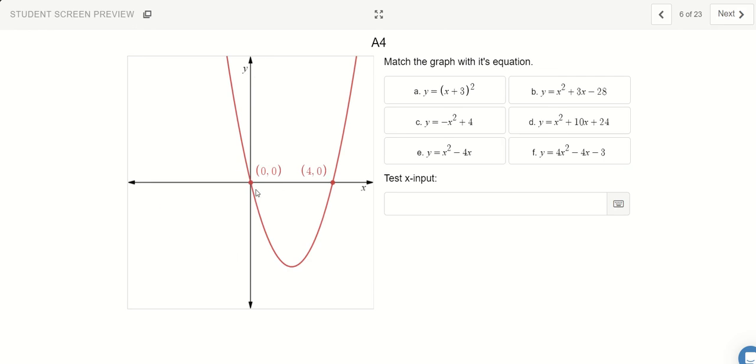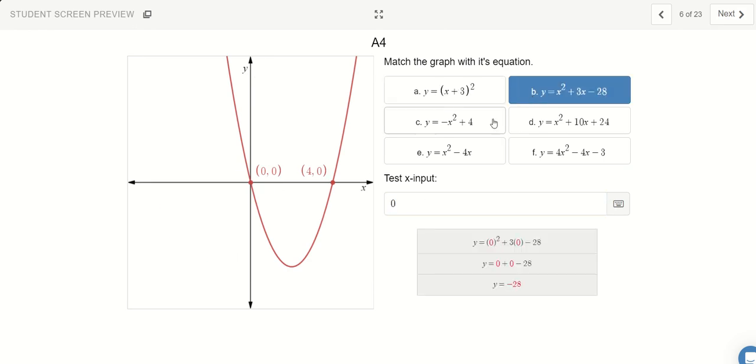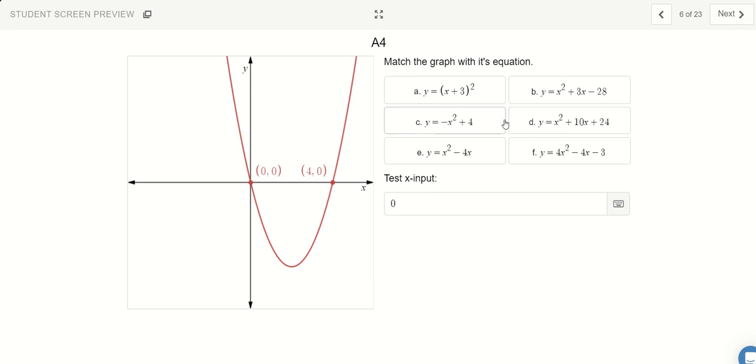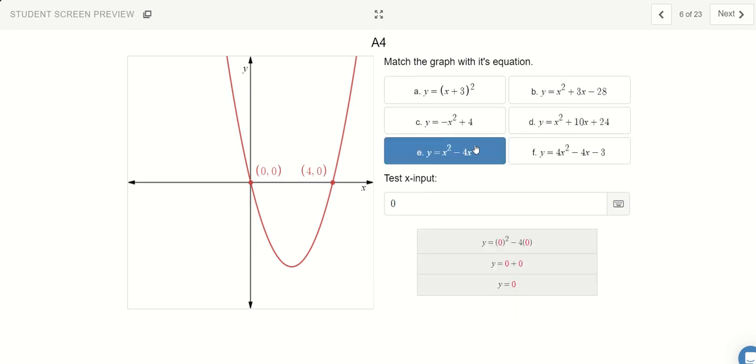Let's see, this has answers at 0 and 4. So let's try plugging in 0. Let's see. Close. No, and all right. So it looks like equation E. When I plug in 0, the height's going to be 0. The x-intercept's at 0. And when I plug in 4, the height equals 0. So for my two answers, 0 and 4, the equation gives y equals 0.